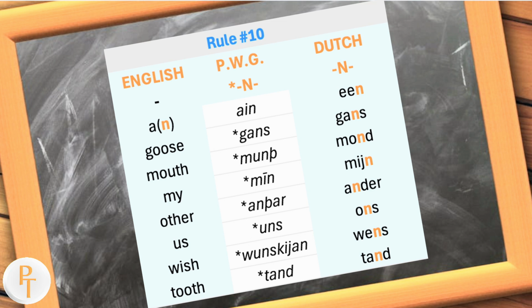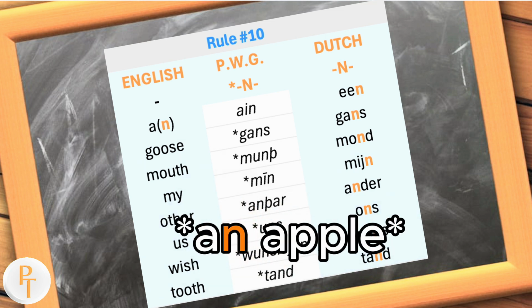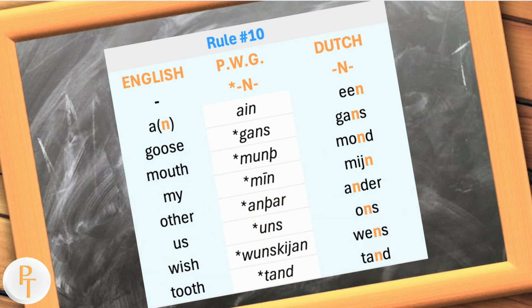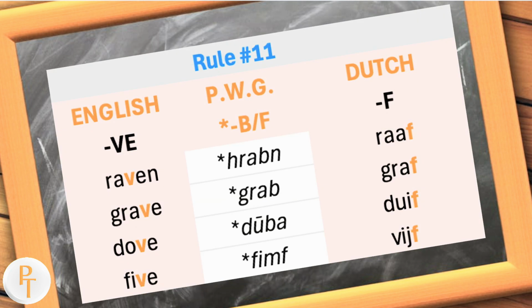For instance, the N comes back when the next word starts with a vowel, like an apple, but Dutch always keeps the N. Een appel. Goose, gans. Mouth, mond. Me, mijn. Other, onder. Us, ons. Wish, wens. Tooth, tand. Rule number 11. Some words in English ending in V's, in Dutch they become F. For instance, raven, graaf. Grave, graaf. Dove, duif. Five, vijf.